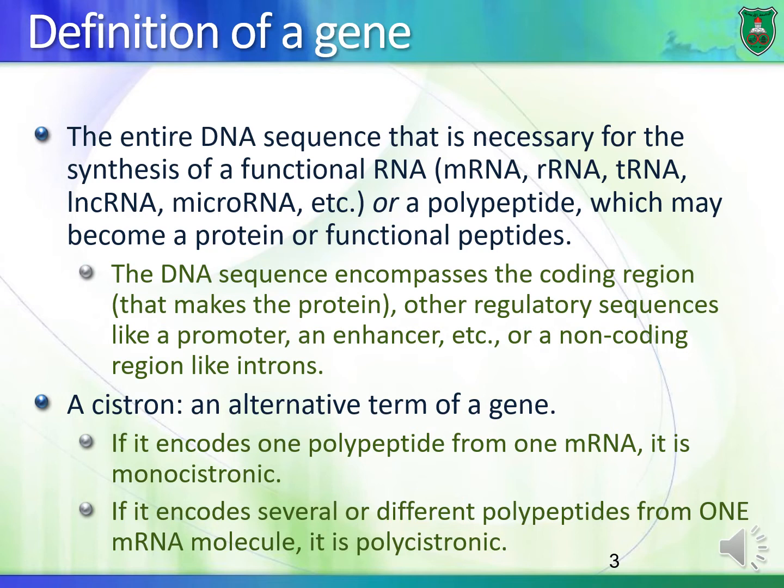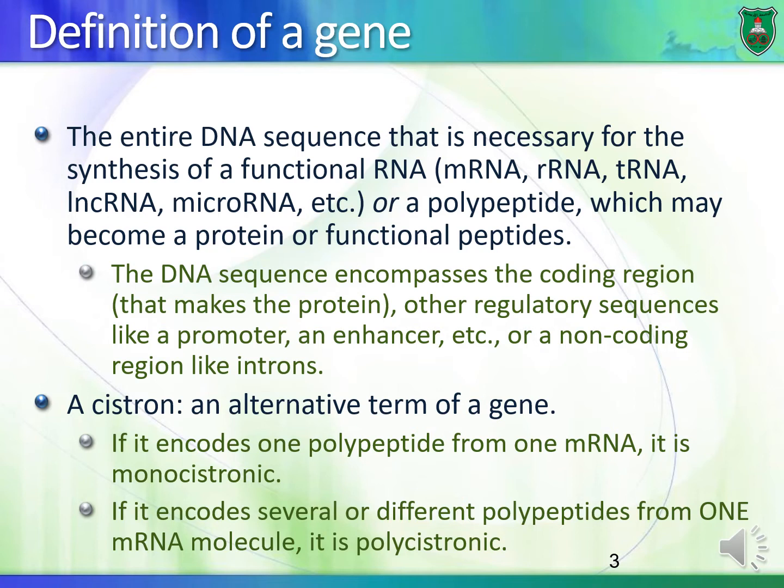Now, basically, when I say the entire DNA sequence, this would include things like the coding region, which is exons, as well as other regulatory sequences like promoter, enhancer, and so on, or non-coding regions like introns, okay, as well as 5' untranslated region, 3' untranslated region, and so on.